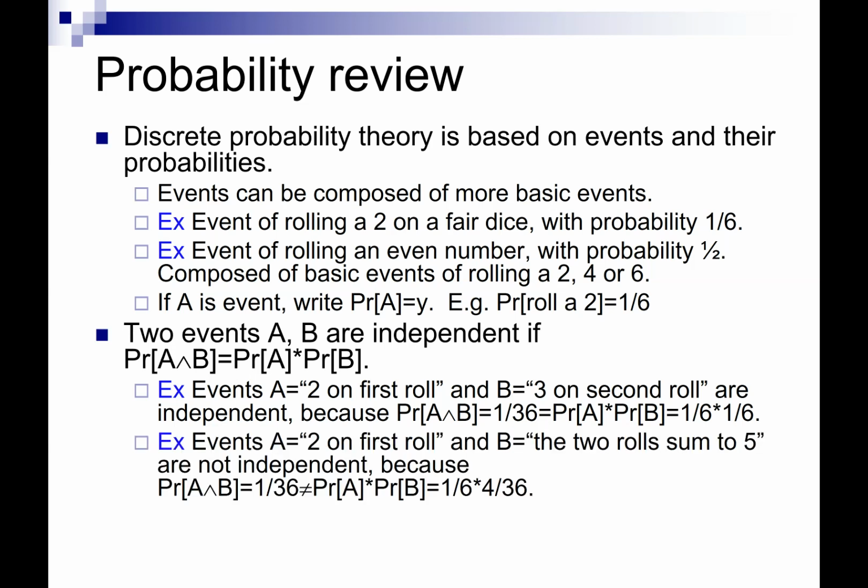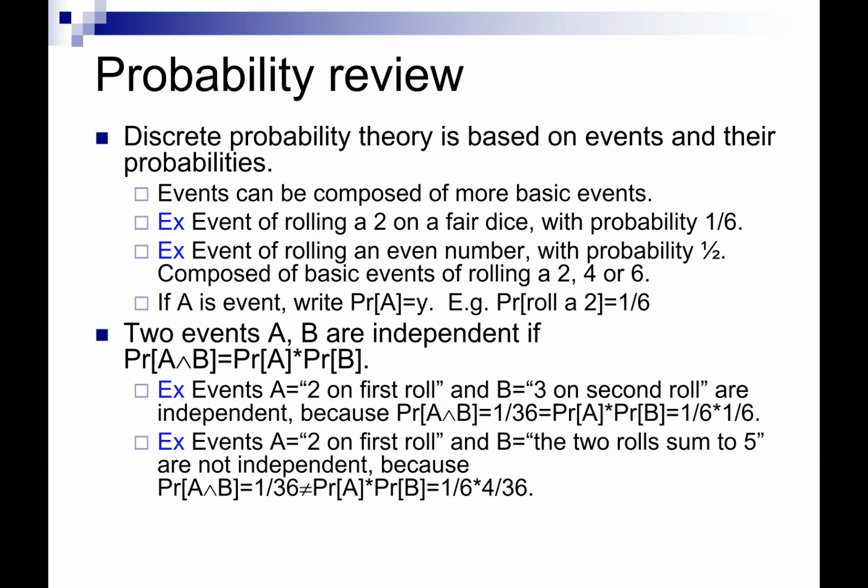Now, as an example of events which are not independent, suppose A is that I get a 2 on the first roll, and B is that the sum of the 2 rolls is going to be 5. Now you can see that A is not independent of B, because if A happened, then the only way for B to happen is that I have to roll a 3 on the second roll.